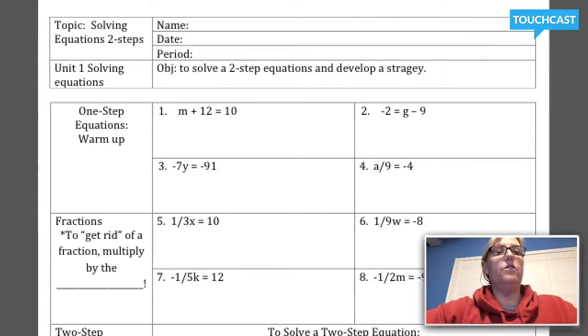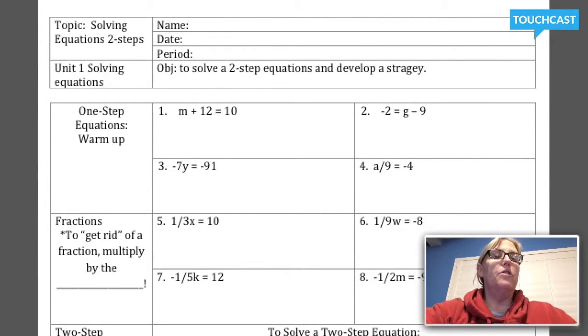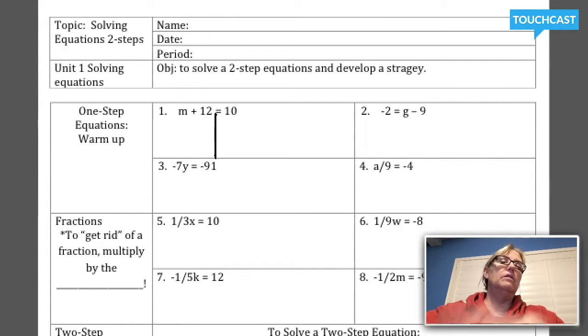All right, so these are the notes for those of you who missed them. I'll start with the warm-up, so you can see it right here. Again, I always draw a line at the equal sign, which separates the two sides. Here's my variable, I locate it. It's m, and then it's a positive 12 on that side.